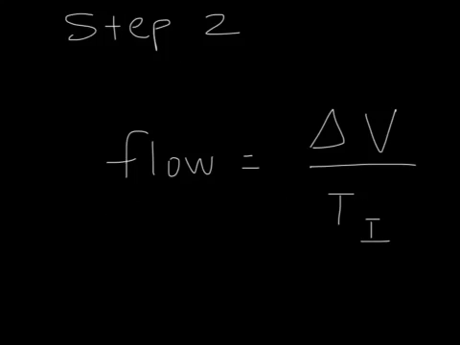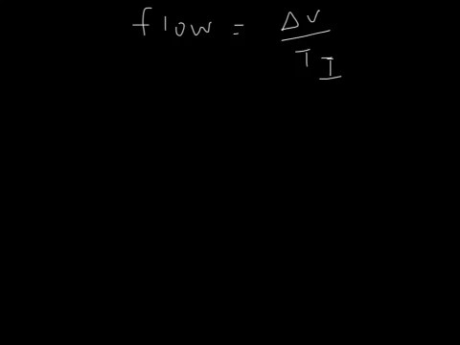Our second step is one of the harder steps, because now that we've calculated our total time, we have to calculate our I time. In order to do that, we have to remember this formula. Flow is equal to the change in volume over our inspiratory time. We need to get TI alone. In order to do that, we will multiply this side by TI. What we do to one side, we do to the other. That'll cancel out, and we have TI on this side.